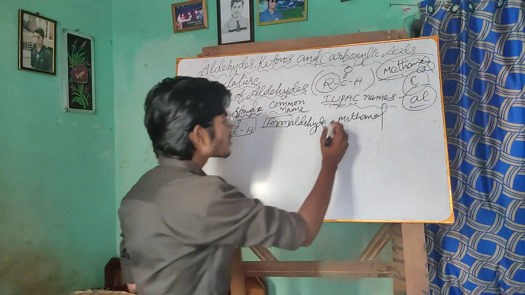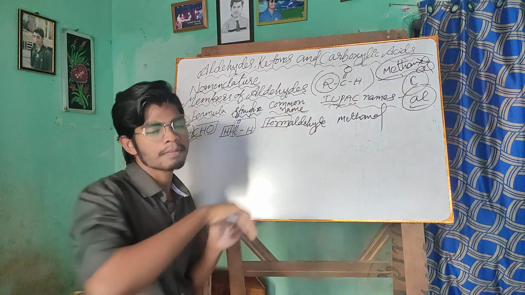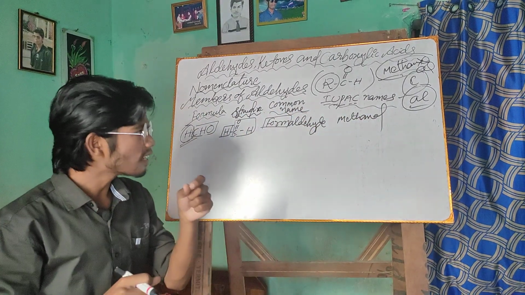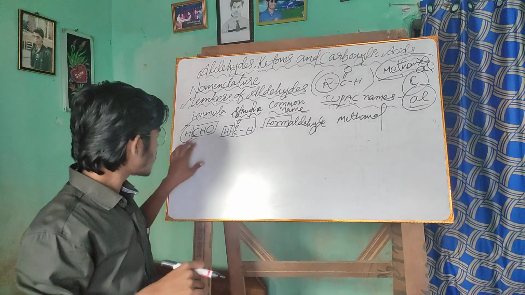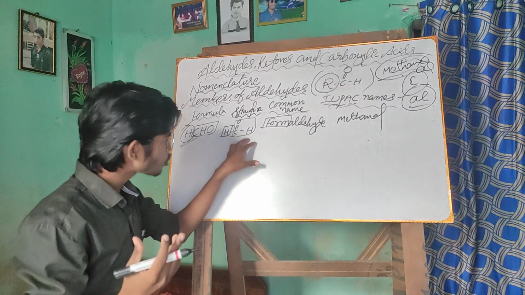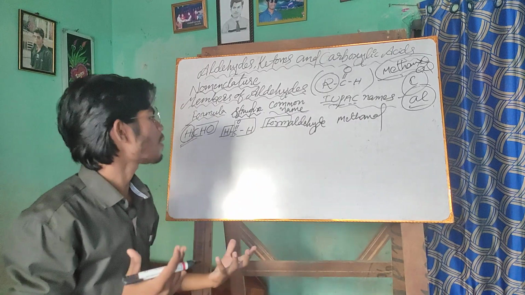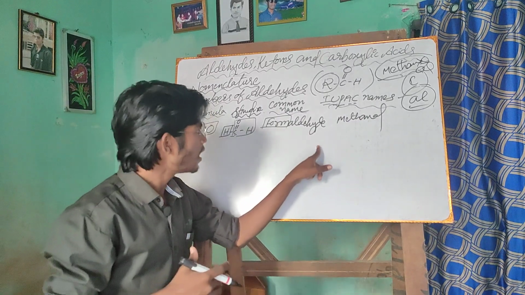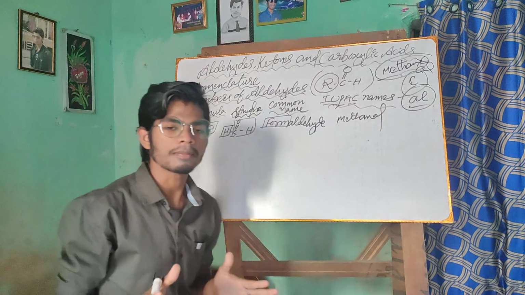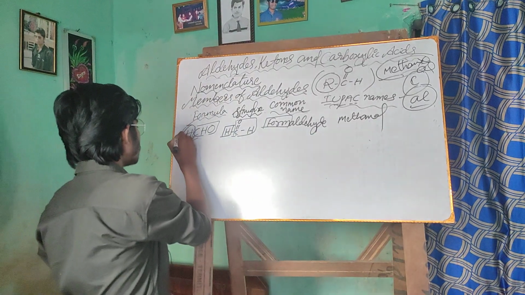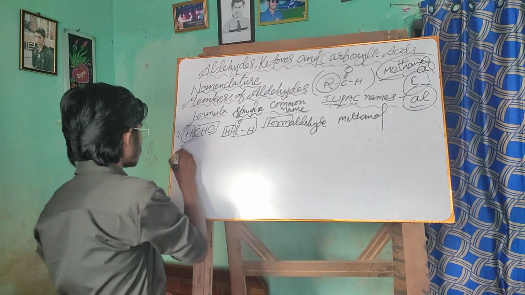So methanol is the first member of the aldehyde. What is the first member of the aldehyde? That is methanol. What is the formula? HCHO, or according to the structure we can write it this way. And what is the common name of the first member of the aldehyde? That is formaldehyde. And what is the IUPAC name? That is methanol. Similarly, we will move on to the second one.